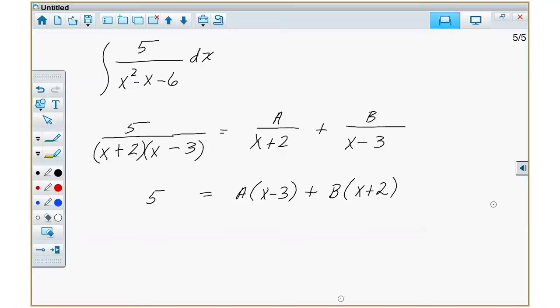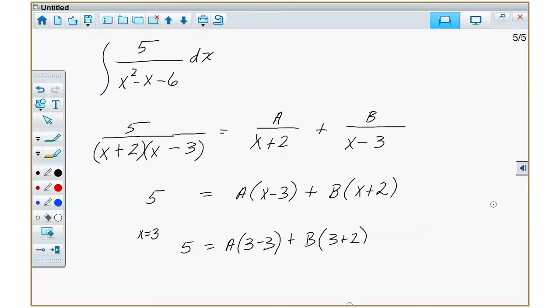Now there's 2 ways to solve it. The easiest way to solve it, since they're all linear, since they're all x to the first, is the 0 factor. So what will make this A go away? The 0 right here, but what would make the 0 there? Positive 3. So I'm going to say x is equal to 3, and I'm going to say 5 is equal to A times 3 minus 3 plus B times 3 plus 2. Good, it's going to come out nice.